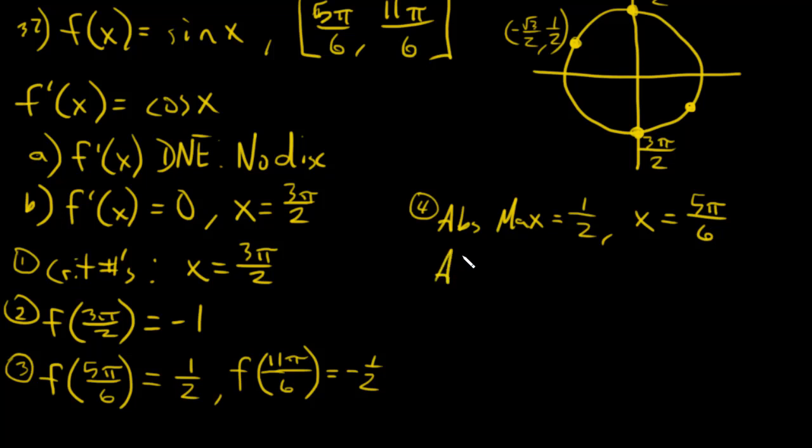Okay, absolute min. Well, that is at -1, and that occurs at x equals what? 3 pi over 2. And that's it. That is all that we needed.